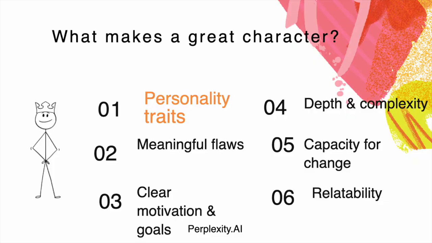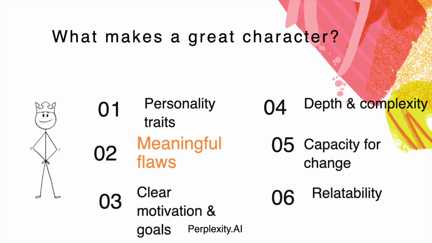So I asked a question, and this is what Perplexity came back with. For personality traits, it says they have distinct personalities and voices. Great characters are not one-dimensional or stereotypical. They have unique quirks, mannerisms, speech patterns, and ways of thinking that make them memorable and distinguishable.